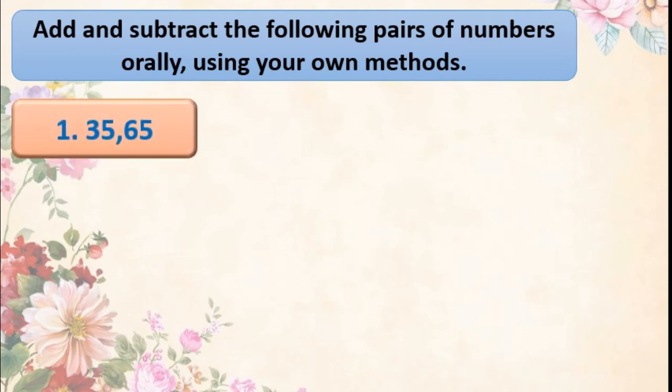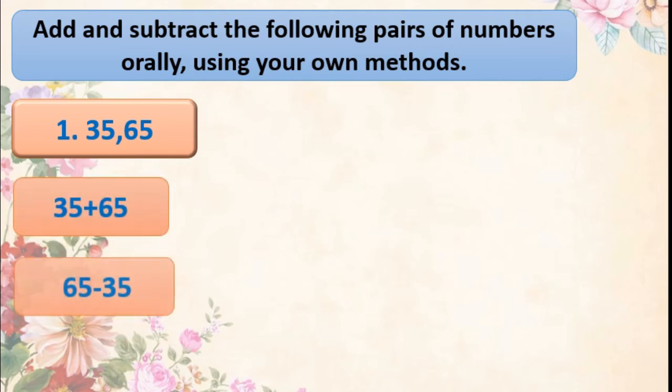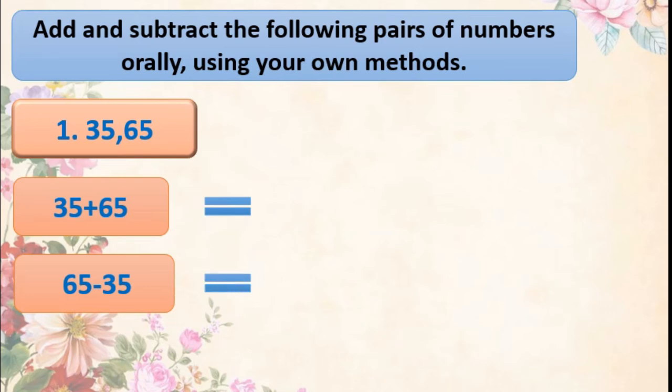Yes. 35 and 65. This is a pair of numbers. Now we have to add and we have to subtract. First 35 plus 65. Second one is 65 minus 35. Remember this, because we cannot subtract 65 from 35. So always we have to write the greater number first and then the smaller number in subtraction. Remember this.